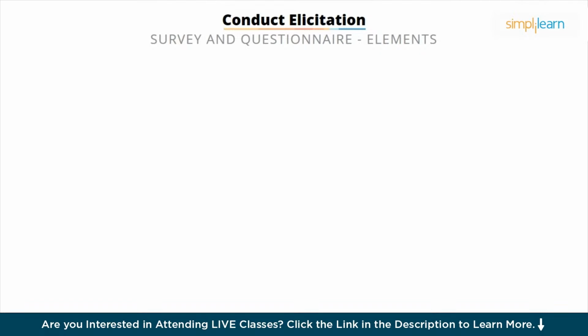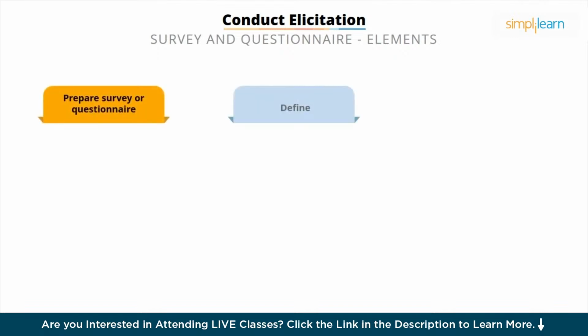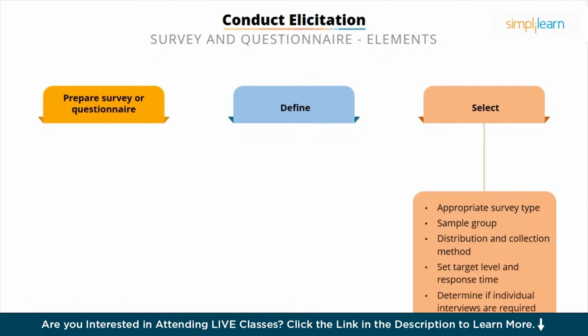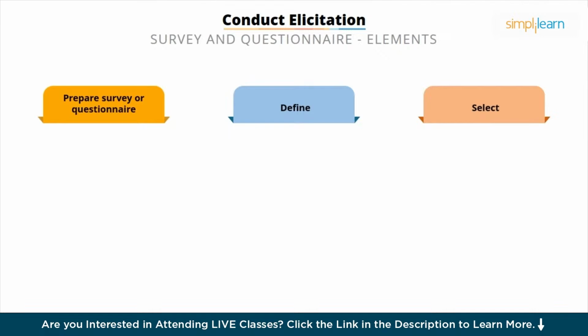Let us now discuss the elements involved in the survey or questionnaire elicitation technique. First step is to prepare the survey or questionnaire. 1. Define the objective. 2. Define the target survey group. 3. Choose the appropriate survey or questionnaire type. 4. Select the sample group. 5. Select the distribution and collection methods. 6. Set the target level and timeline for response. 7. Determine if the survey or questionnaire should be supported with individual interviews. Next step is distribution of the survey or questionnaire and then collecting and documenting the responses.